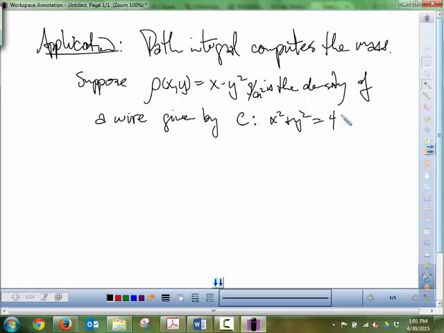Then what you can compute is the mass. The mass of this wire is going to be equal to the line integral over the curve C of this density function along that curve, along the arc length of that curve. Okay? So more specifically for this problem, we have to parameterize this curve. We'll do the standard cosine and sine.